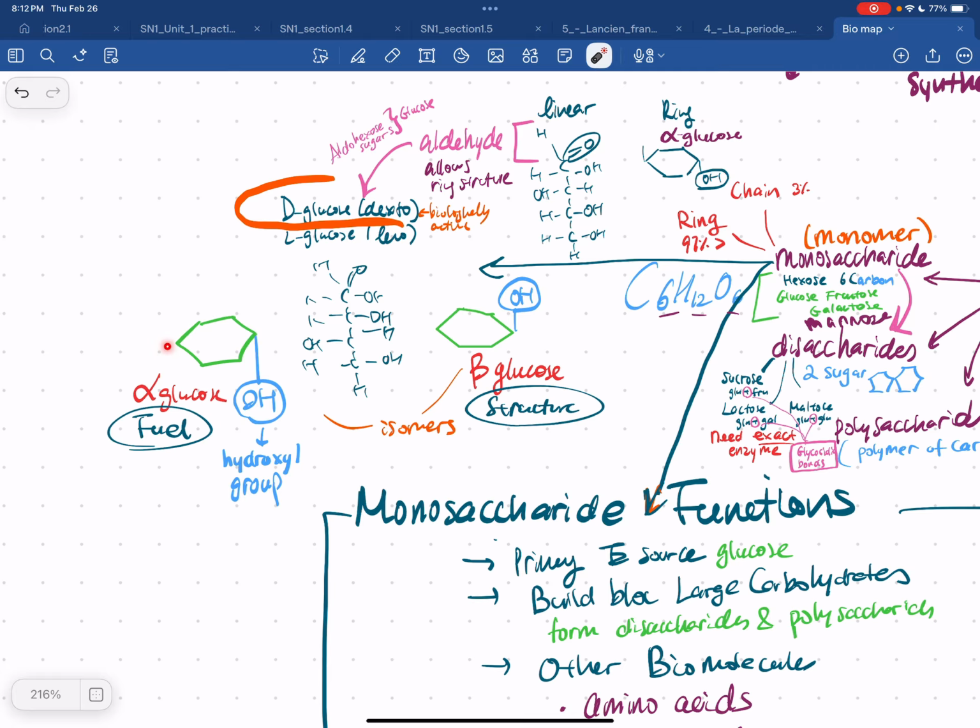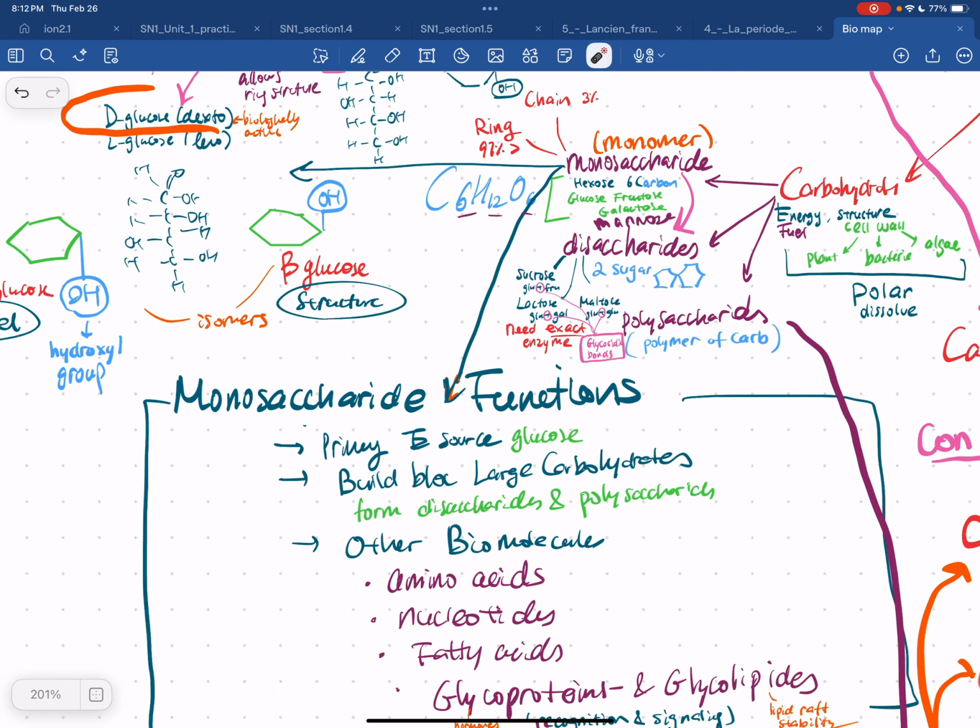So there's alpha sugar and beta sugar. Alpha sugar is where OH is facing down, and beta sugar is where OH is facing up. They are isomers. And alpha is for fuel, hydroxyl group going down. Beta is hydroxyl going up, for structure.